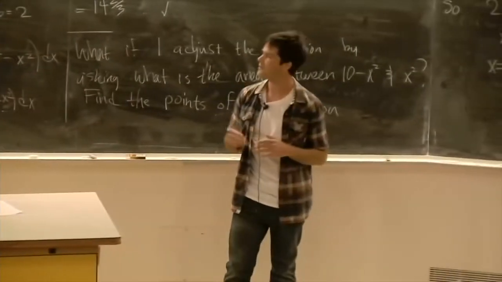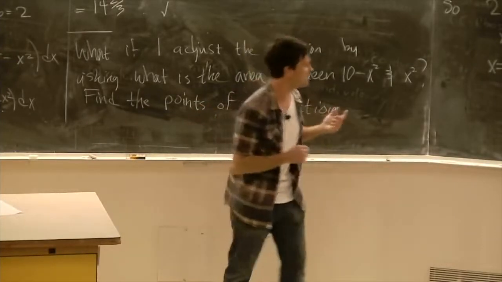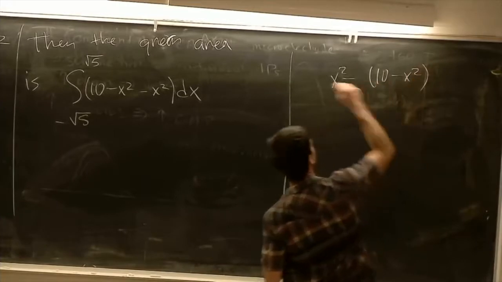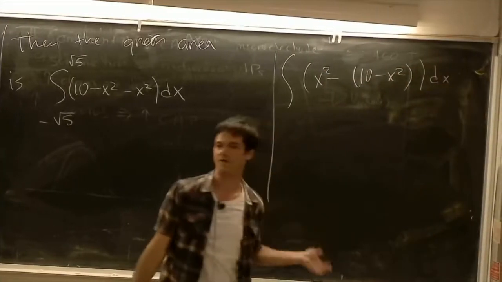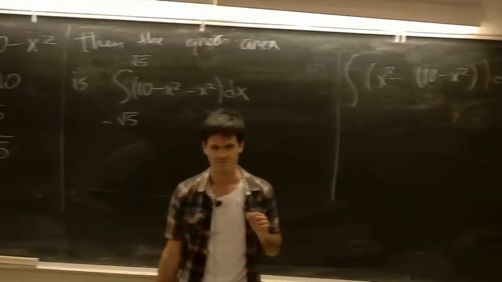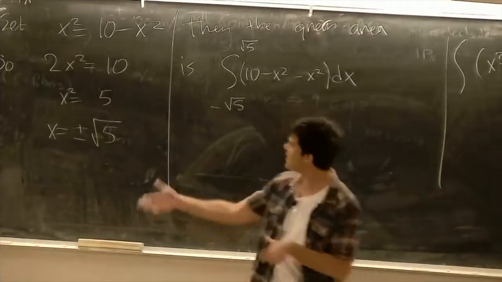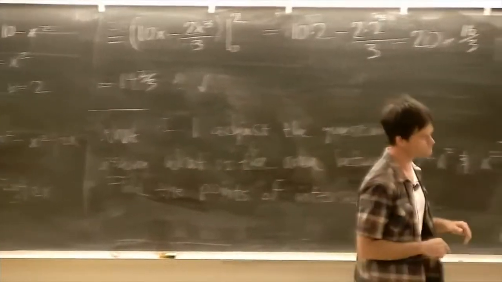What would have happened if I hadn't realized this? What if I had done x squared minus 10 minus x squared instead? What if I had done this integral? Then what would have happened? Can we say what answer I would have gotten? It would be the negative of the other answer, the negative of the answer in the first example.